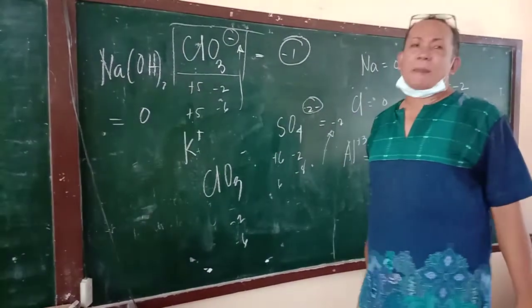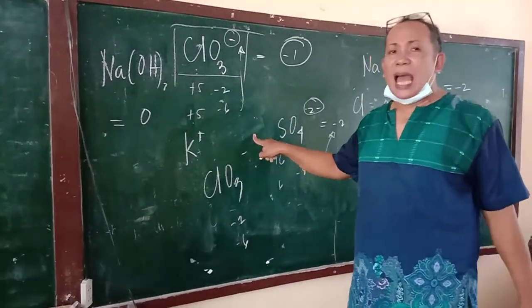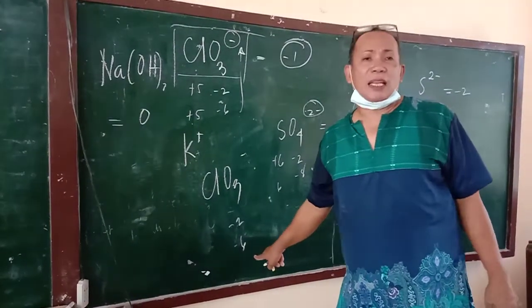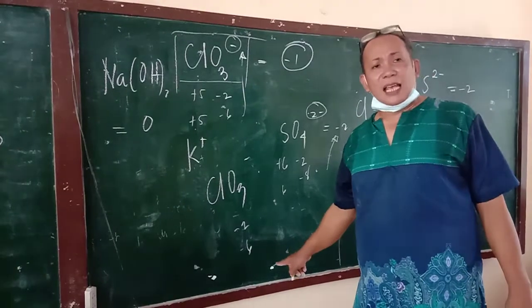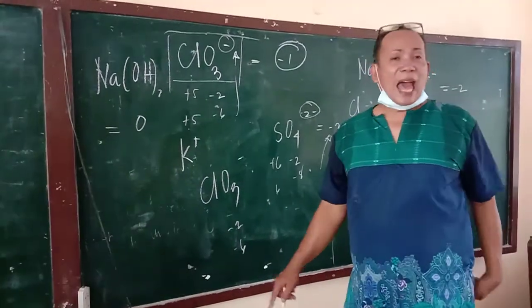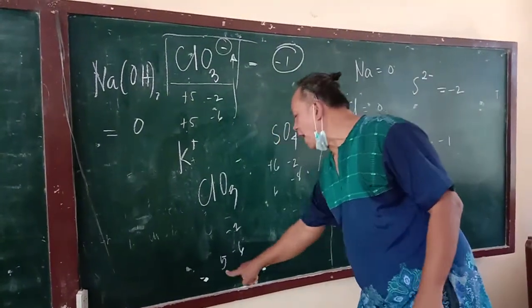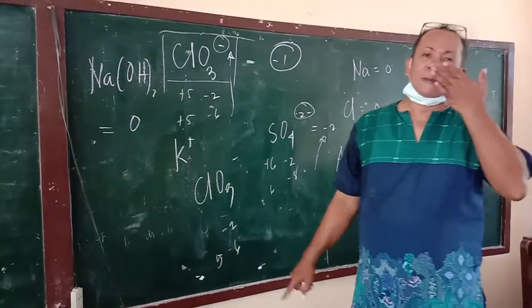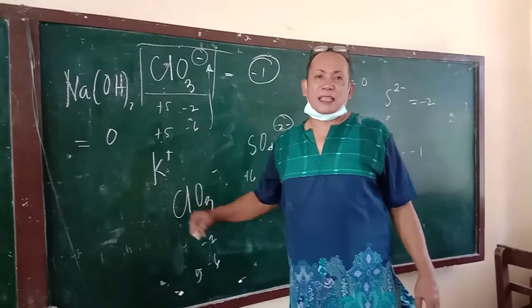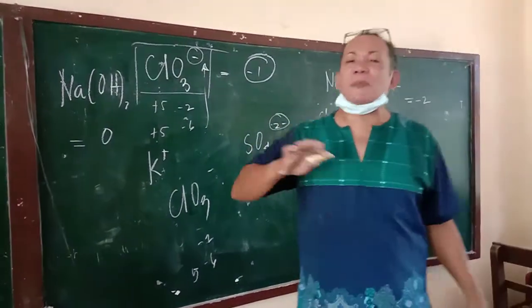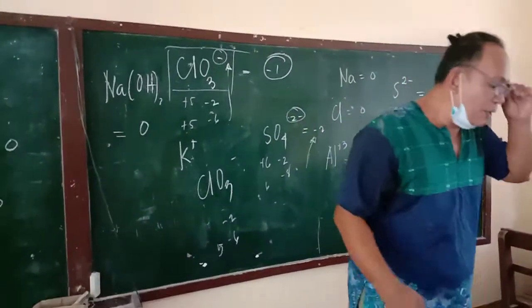So, what number makes the total negative 1? There is no other number, when combined with negative 6, that gives negative 1 except 5. So, 5 minus 6 becomes negative 1. So the oxidation number of chlorine is positive 5. It has no specific rules, so we use algebra.